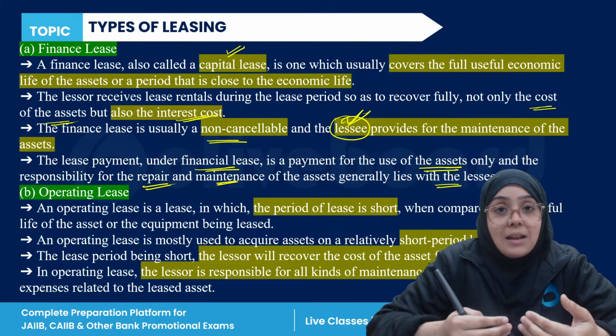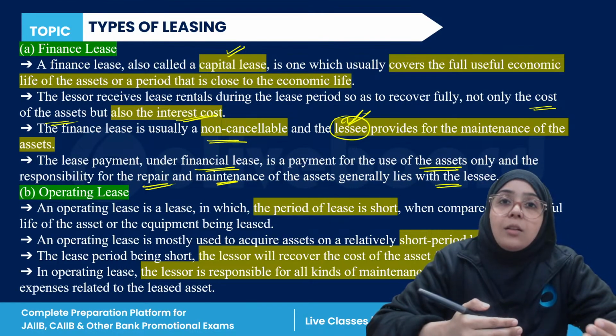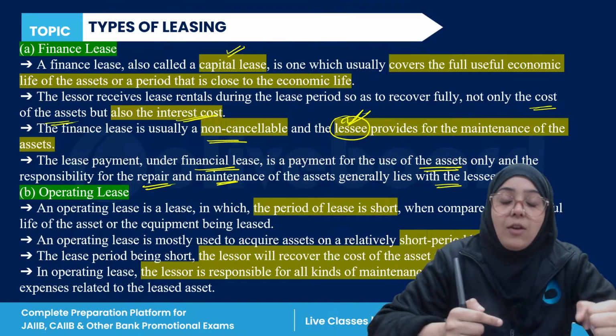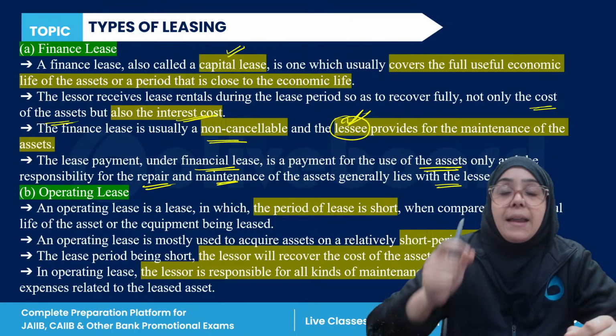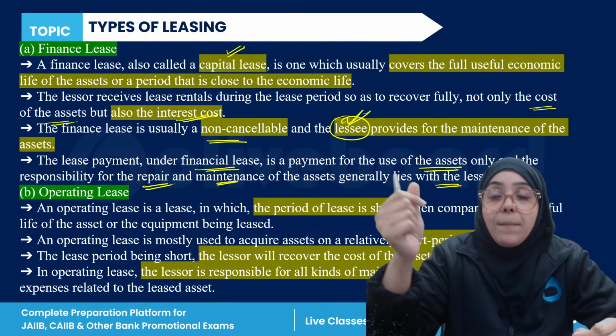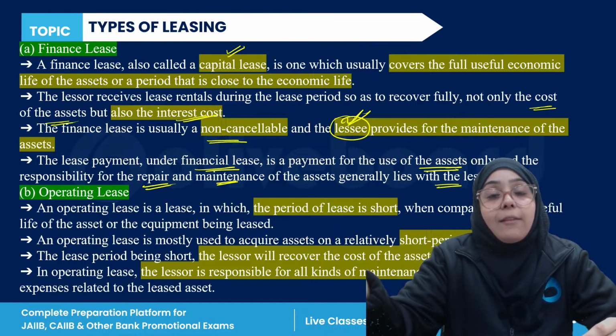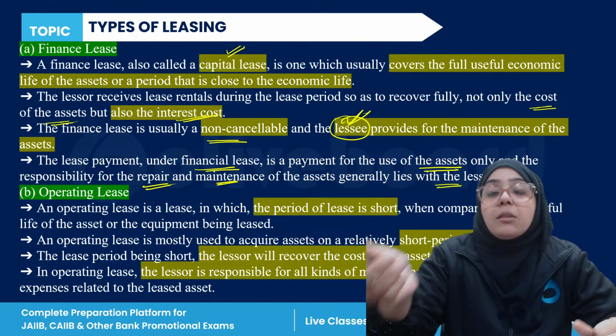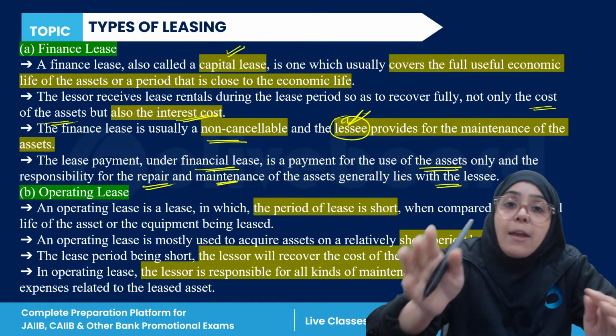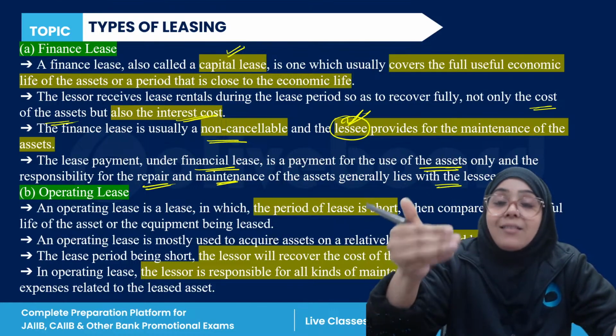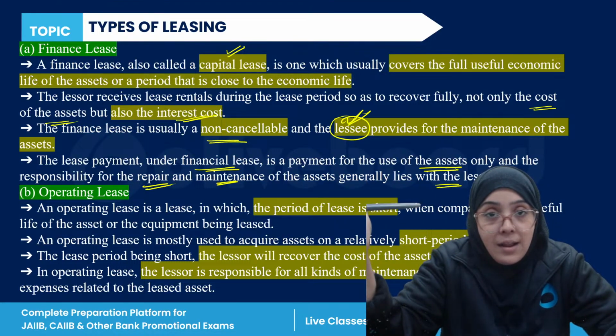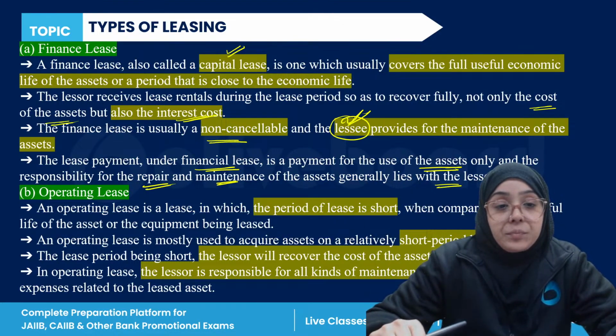Because the owner is someone else, but it is given on a lease to a particular person for the whole economic life. So obviously that person is responsible for the repairs and maintenance and every cost that is related to that asset, right? Now, what is an operating lease?